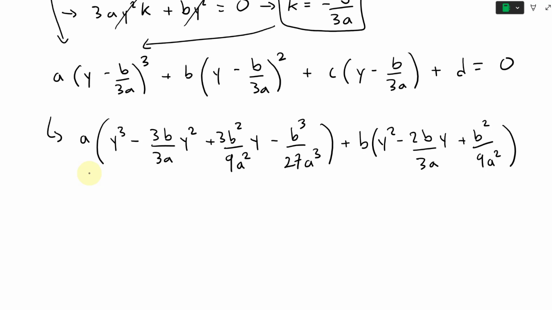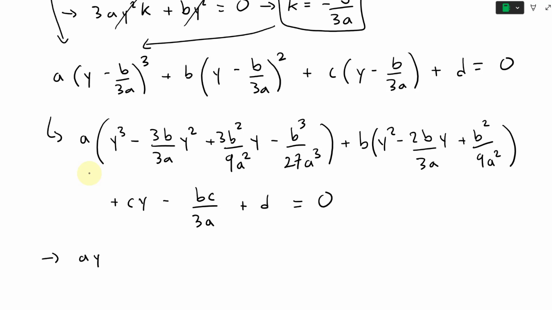Lastly, now add those up, this is going to be plus cy minus bc over 3a, then plus d equals 0. So now we got this. Now we could just expand all these out, or just multiply the a inside and simplify.